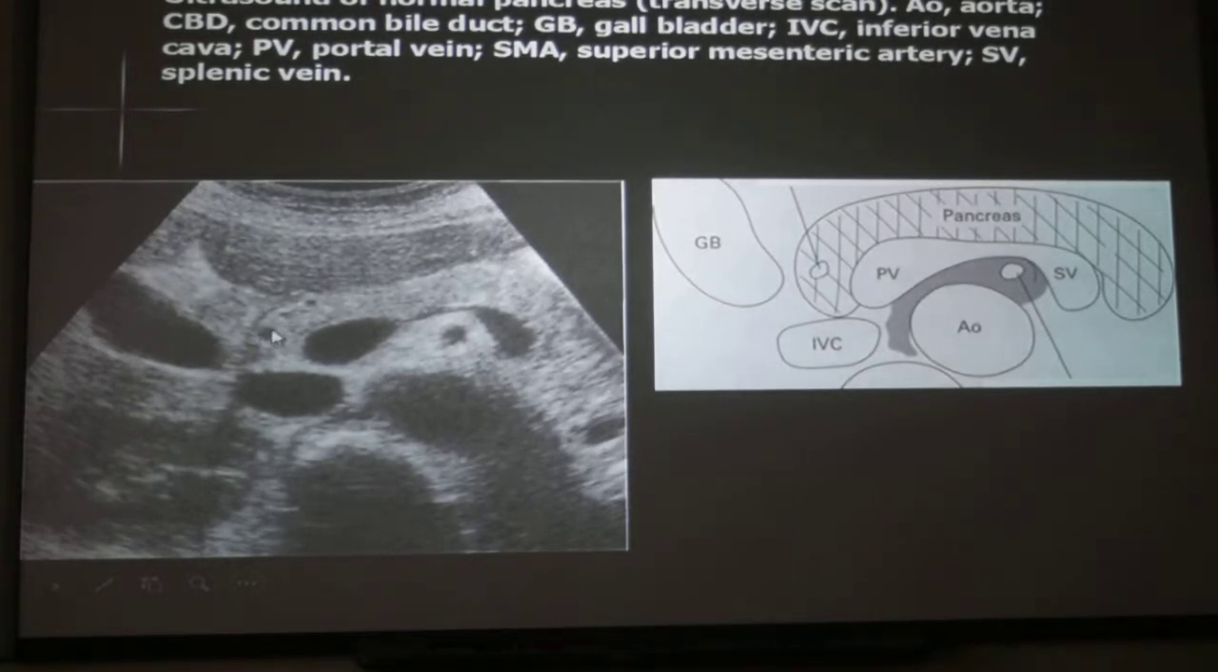What is this structure here? In the region of the head, the common bile duct. You see, this is the common bile duct. So this is the common bile duct in the pancreas, in the region of the pancreatic head.